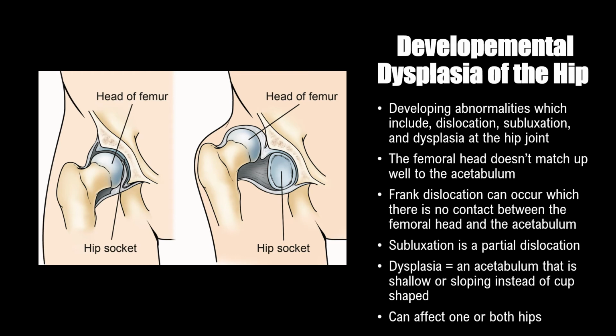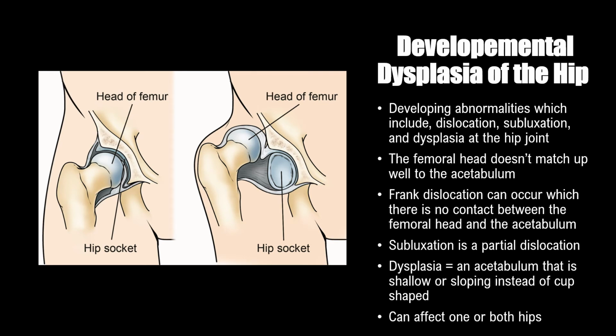So hip dysplasia is developing abnormalities which include dislocation, subluxation, and dysplasia of the hip joint. So as you can see here in the picture, we have a normal head of the femur in the hip socket. And then what happens in dysplasia is the femoral head doesn't match up well to the hip socket. So it pops right out and actually relocates itself, typically above the hip socket.